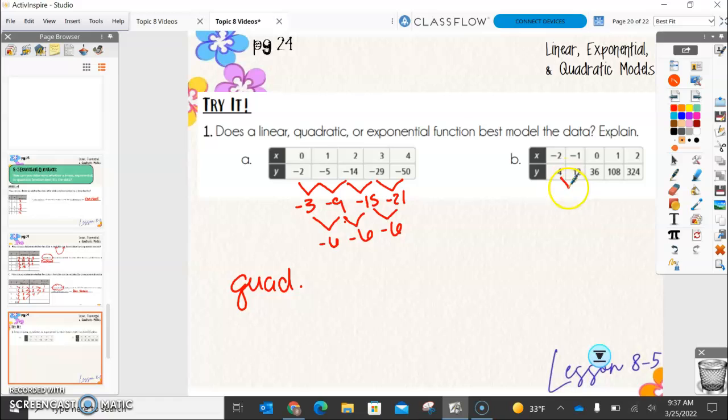Now, let's try this one. 4 to 12 is 8. 12 to 36 is 24. I'm going to do a lot of mental math here. 36 to 108 is 72. And the difference here is 216, so it's certainly not linear.